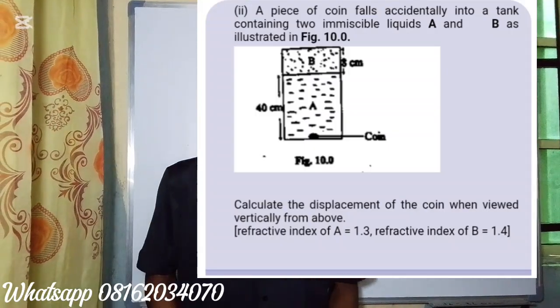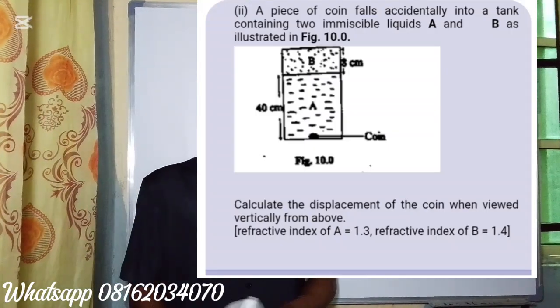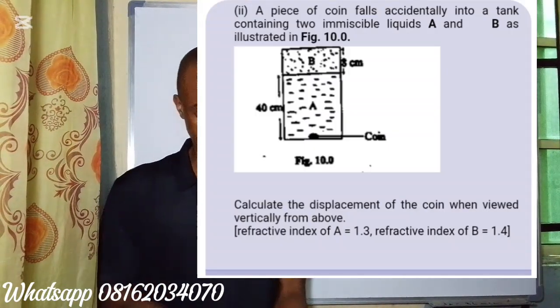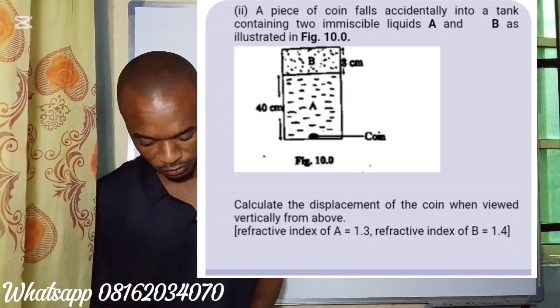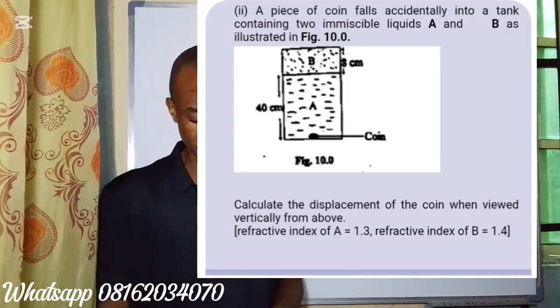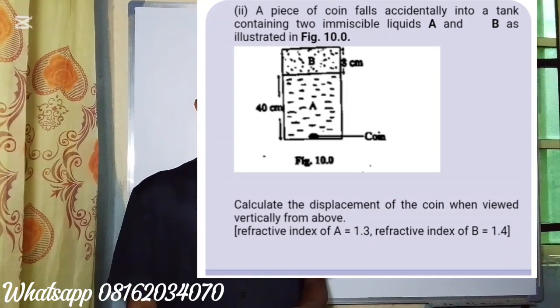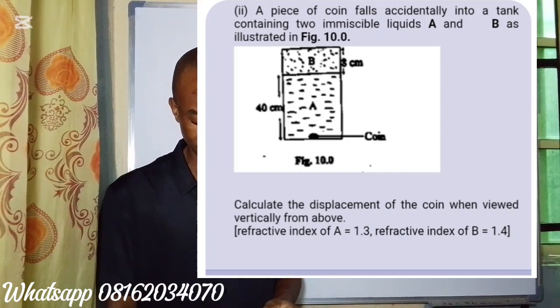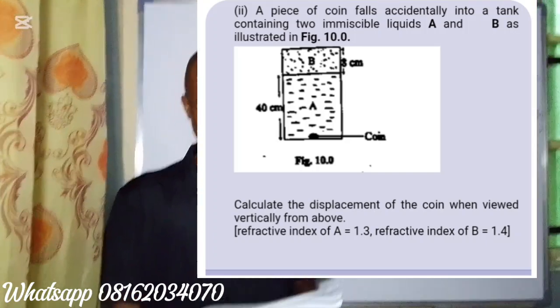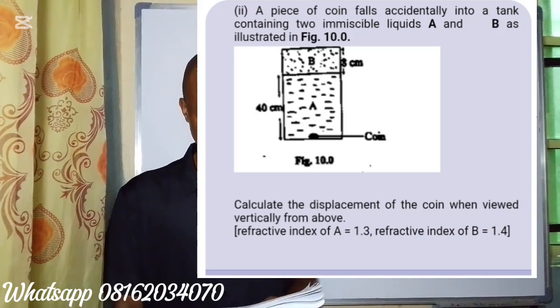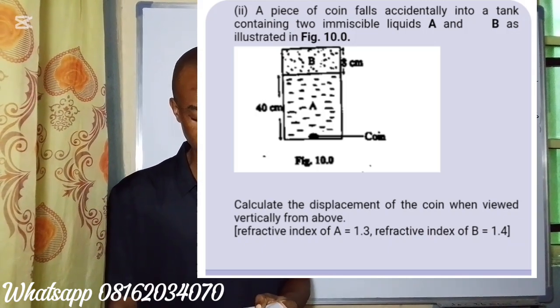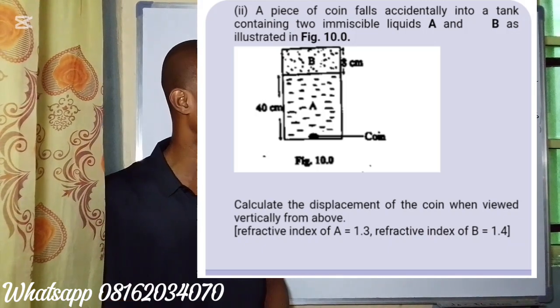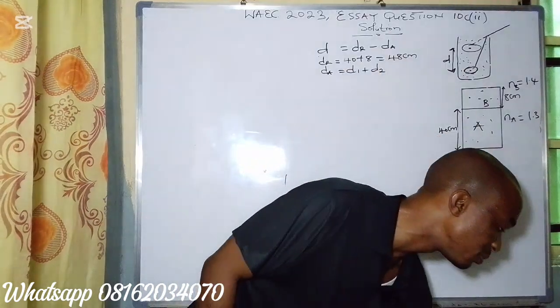So let's progress. I'll read for you. The question reads: a piece of coin falls accidentally into a tank containing two immiscible liquids A and B. As illustrated, calculate the displacement of the coin when viewed vertically from above. Refractive index of A equals 1.3 and refractive index of B equals 1.4. Okay, we are asked to calculate the displacement.